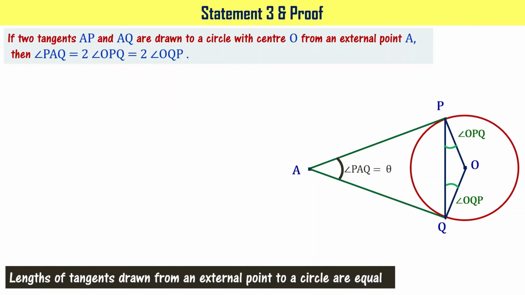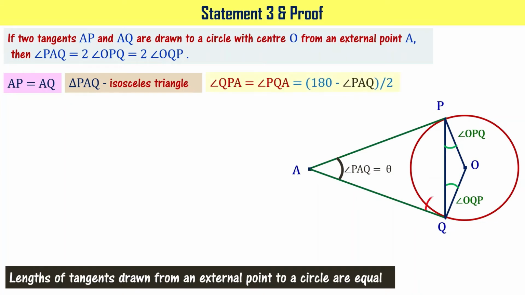We know that lengths of tangents drawn from an external point to a circle are equal. Here in this particular case, AP and AQ are the tangents drawn from an external point, that is A, right? It means AP equals AQ, right? And as you see here, since two of the sides of triangle PAQ are equal, we say that triangle PAQ is an isosceles triangle, right? In an isosceles triangle, two of the angles are going to be equal. Those are angle QPA and angle PQA. Those two are equal, right?